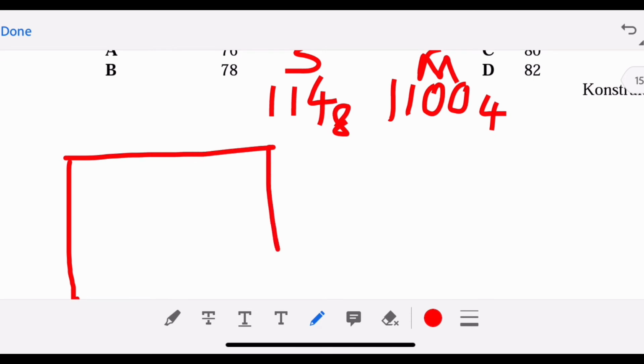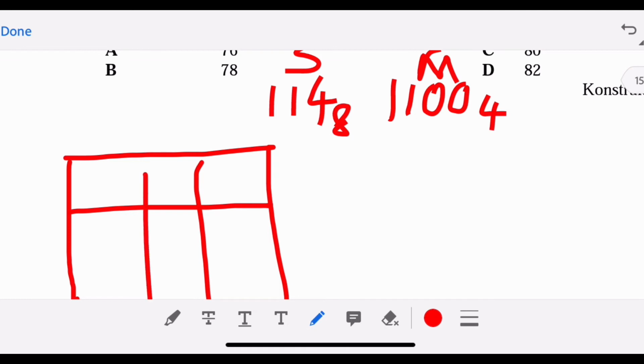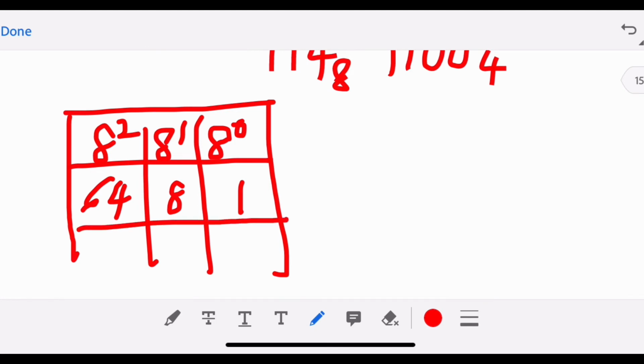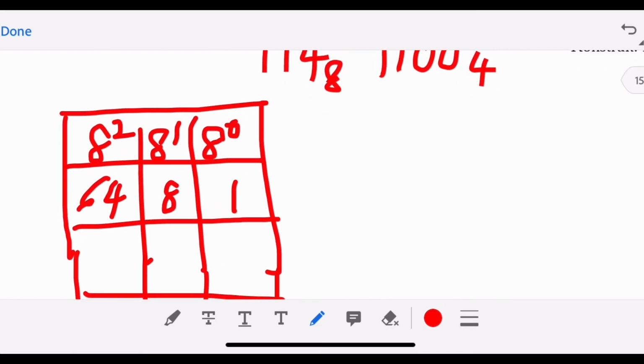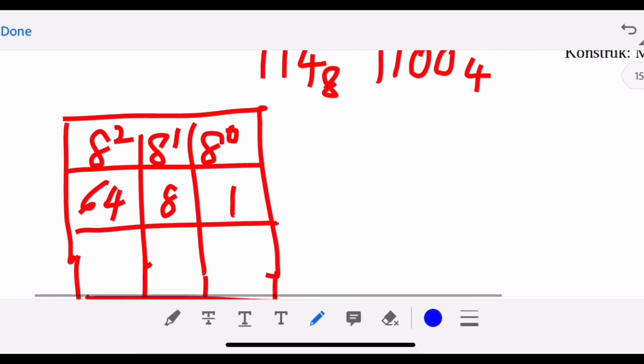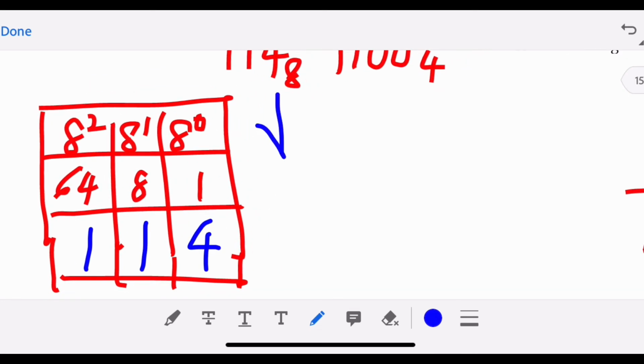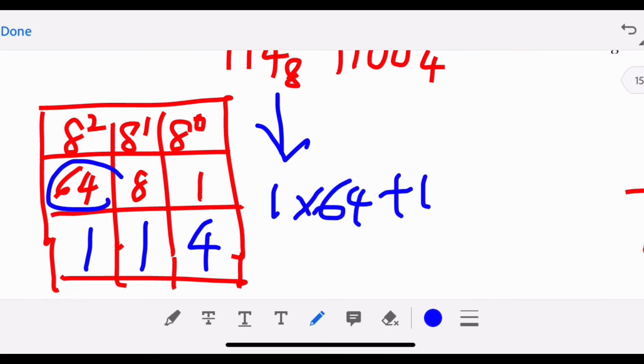So if base 8, we will draw. Normally it's better that if 3 digit, you just put 8^0, 8^1, 8^2. If you want to write the value 1, 8, 8 times 8, 64, also can. Better, right? So that's why I always prepare 3. Alright, so then I will plug in the 114. I write like this, 114. So I want to convert to base 10. I will write 1 times 64, plus 1 times 8 plus 4 times 1.